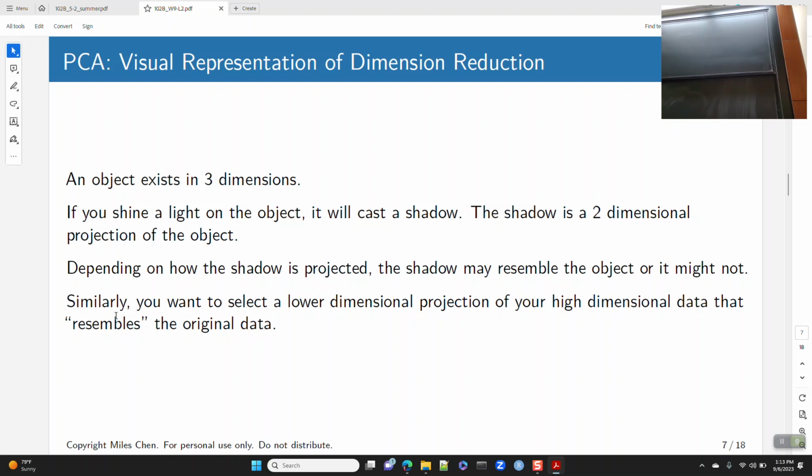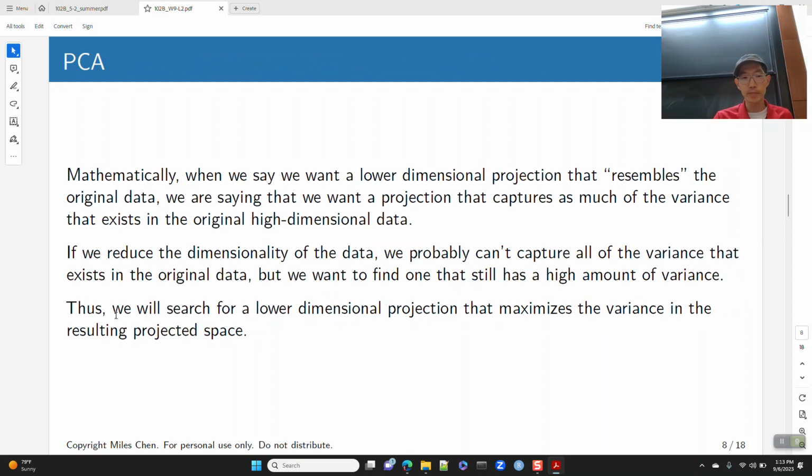We encounter this in real life, going from 3D objects down to 2-dimensional shadows, and you could imagine an analog: 4-dimensional objects in hyperspace casting down 2-dimensional shadows. It's a very weird thing, but what we are hoping for is to find a lower dimensional projection of our high dimensional data that at least resembles the original data. Okay.